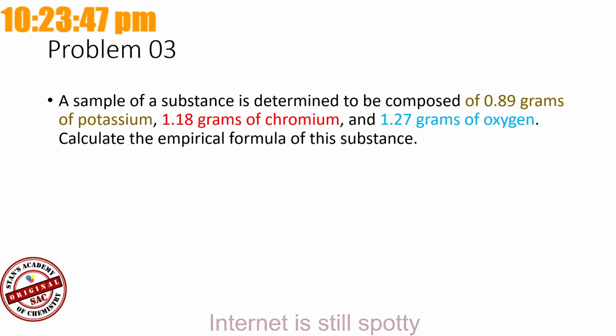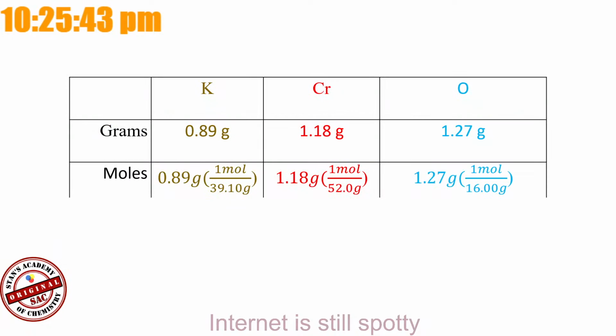So we convert grams to moles, which we already know. We take the mass and multiply it by the conversion unit: for every mole, you have the molar mass. In the case of potassium, it is 39.10. So 0.89 grams times 1 mole by 39.10 gives you the moles of potassium. Similarly, for chromium, 1.18 times 1 mole by 52, and the moles of oxygen would be 1.27 times 1 mole divided by 16.